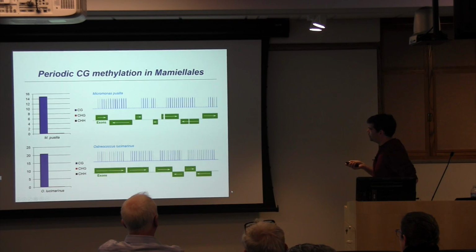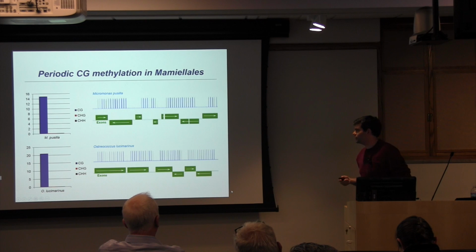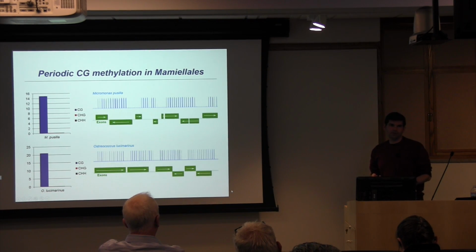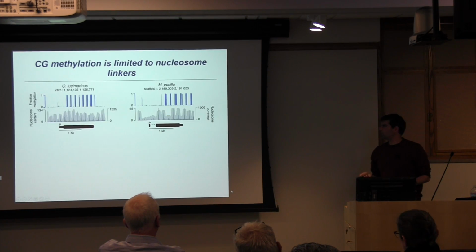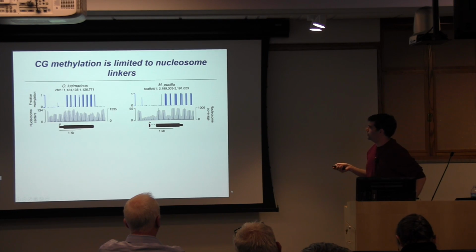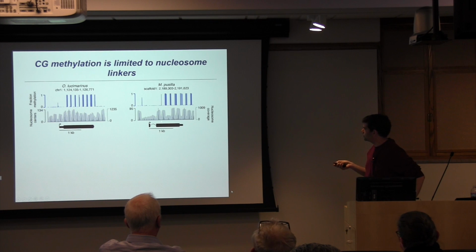And it's present in this very regular pattern, where there's a short patch of DNA methylation followed by a gap, and a short patch and a gap, and a short patch and a gap. And this pattern is nucleosomal. So by mapping nucleosomes, what we could show is that the methylation fits between the nucleosomes. In these species, with representative genes, methylation is in blue, nucleosomes are in gray, and the methylation fits right between the nucleosomes.